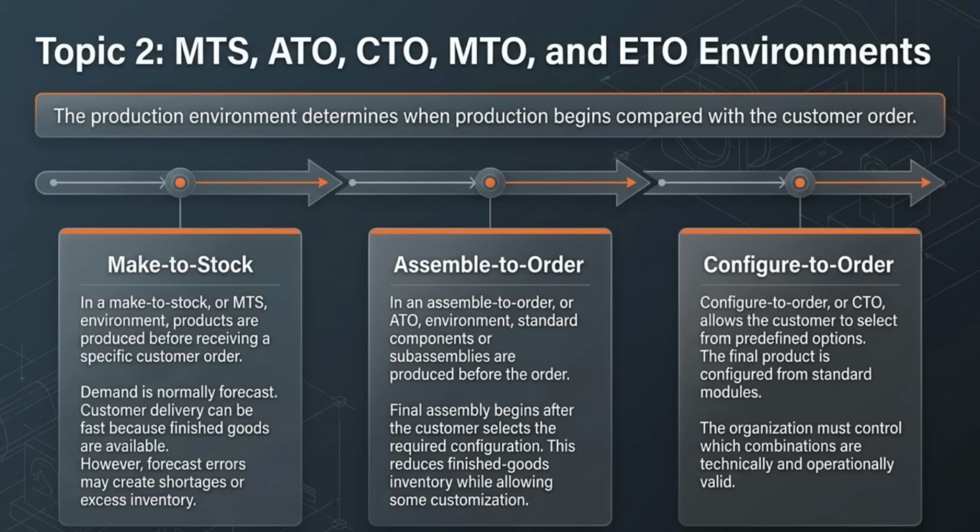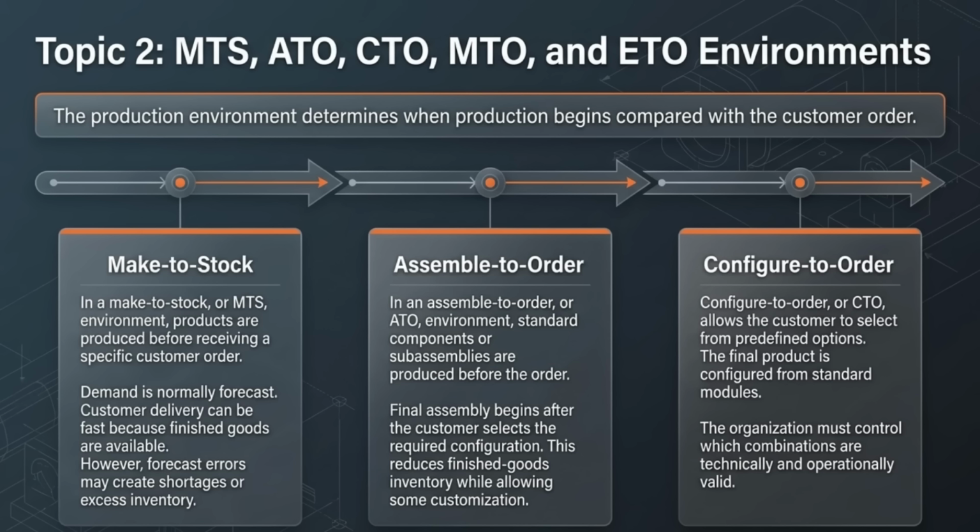Demand is normally forecast. Customer delivery can be fast because finished goods are available. However, forecast errors may create shortages or excess inventory. Assemble to order. In an assemble-to-order or ATO environment, standard components or subassemblies are produced before the order. Final assembly begins after the customer selects the required configuration. This reduces finished goods inventory while allowing some customization.